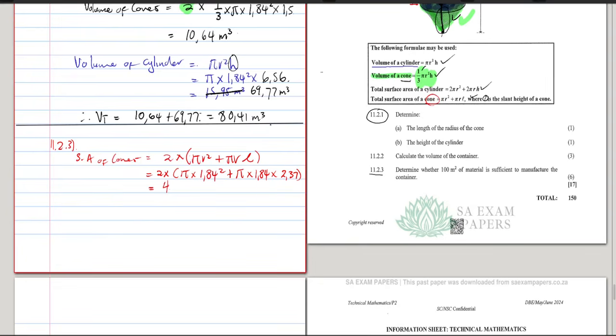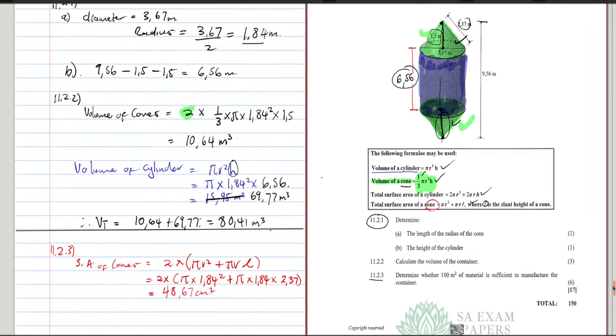Let's check 48,67 square centimeters. I'm still thinking about the cylinder now. The cylinder is on my head now. I'm thinking about it quite a lot.